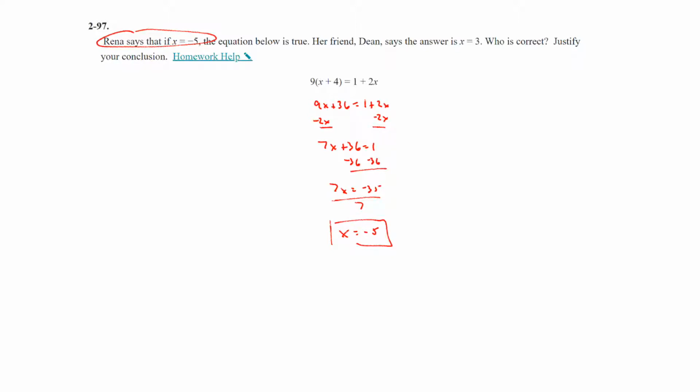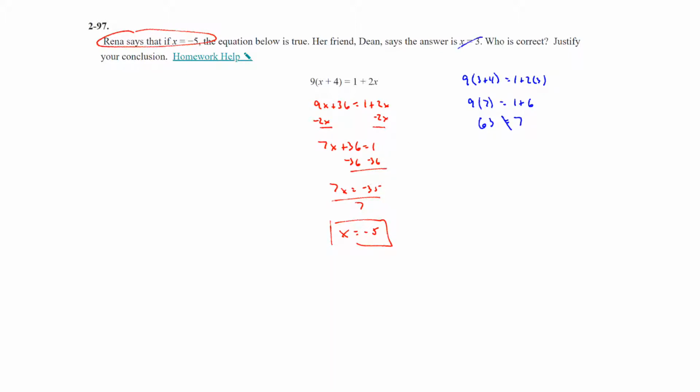We could also show that Dean is incorrect by plugging 3 in, and we should get a statement that is not true. So we'll just do this pretty quickly here. We'll get 63 on the left, where you can see that the number on the right is going to be a lot smaller than that. And it's not equivalent, so it doesn't work. So Dean's answer would not make sense.